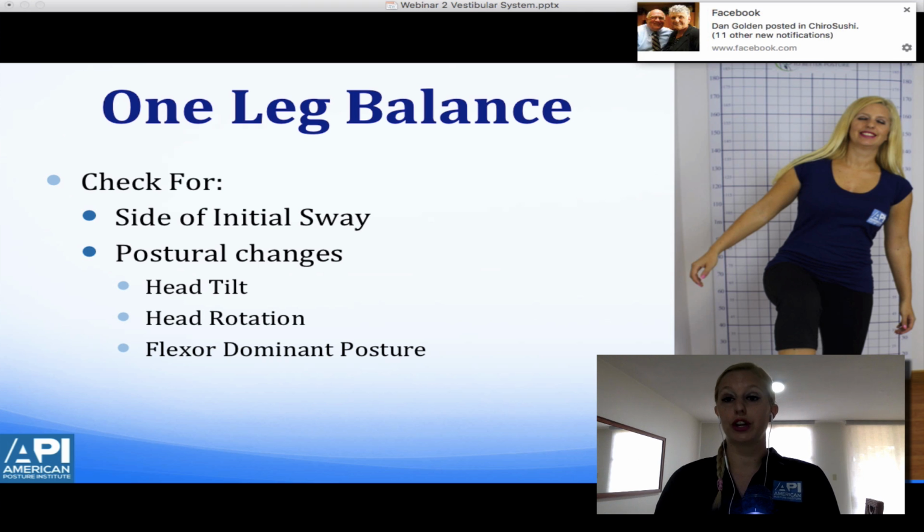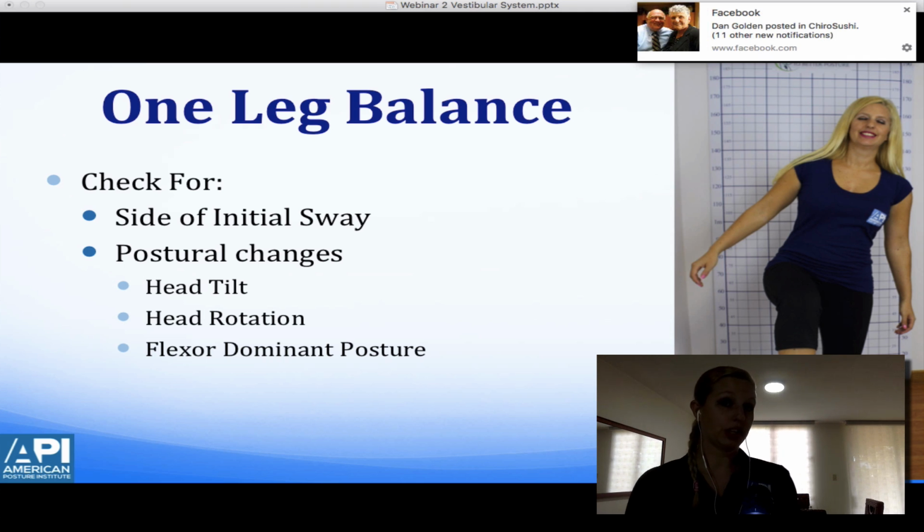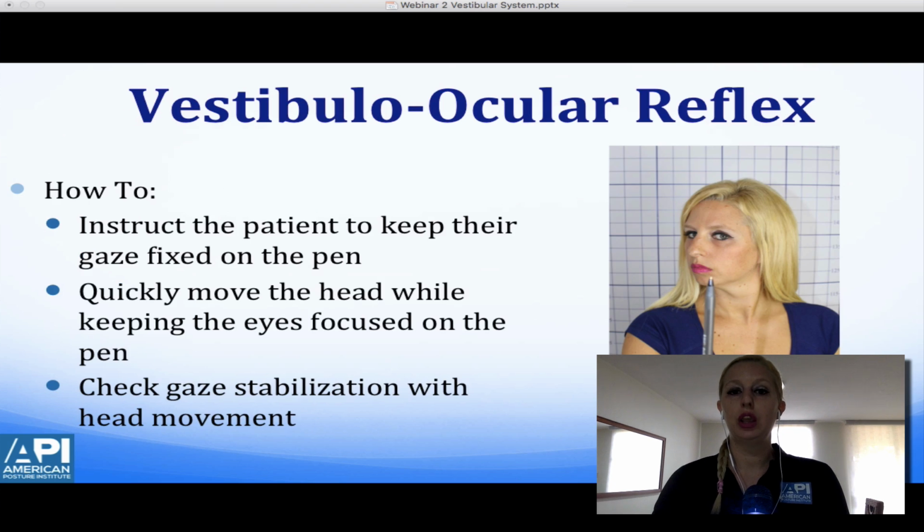Now again, you're checking for initial postural sway. Also, you're checking for postural changes. If the patient's not swaying a lot necessarily, but you do see that they're starting to get uncomfortable in this position, and maybe they start going into a head tilt, or they start compensating with their posture, then these are going to be indications of a positive test that the patient has vestibular dysfunction. So if you don't see sway at that point, have them close their eyes and then watch which side they have their initial sway to.